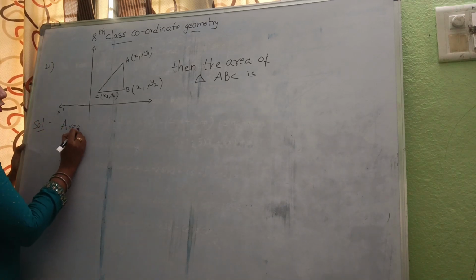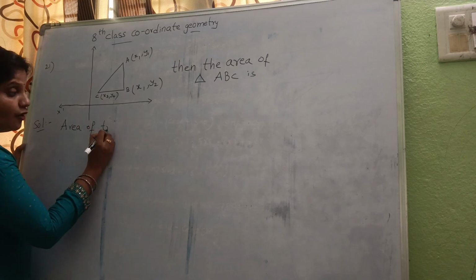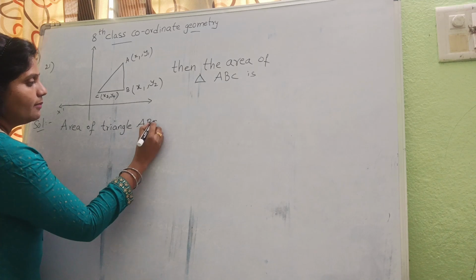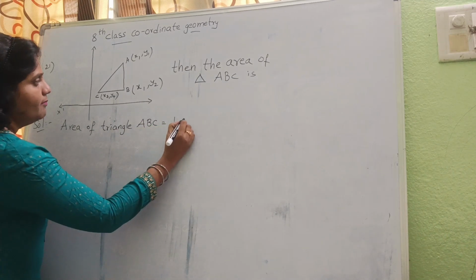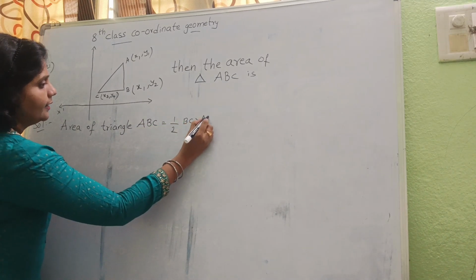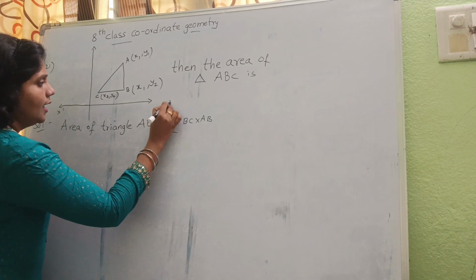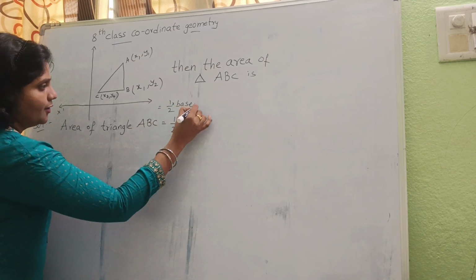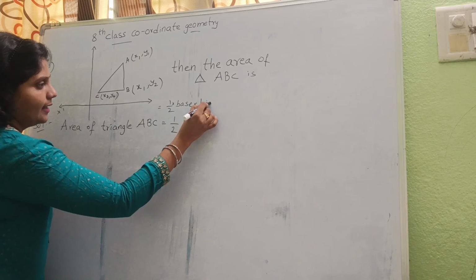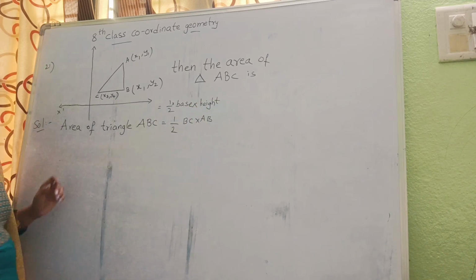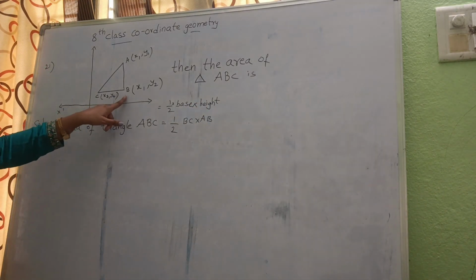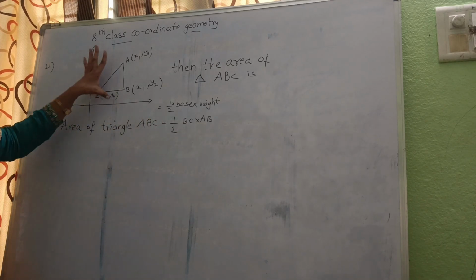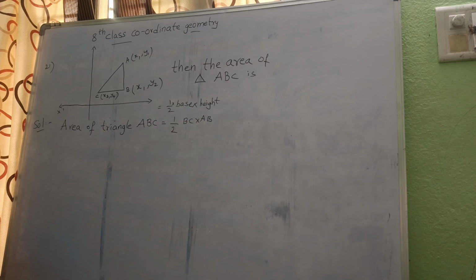Before going to solve the question, we should know the formula for the area of triangle ABC. Area of triangle ABC is half BC into AB, nothing but half base into height. Generally, the formula of a triangle is half base into height, that is half into B into H. B is the base, so BC is the base, and AB is the height. H is the height.